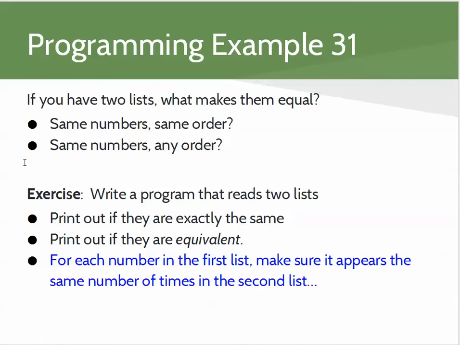So I'm going to do two tests. And the way I'll do this is that for the test for equivalency, I'm going to go through and find each number in the first list and make sure it appears the same number of times in the second list, and that'll guarantee that they're equivalent.